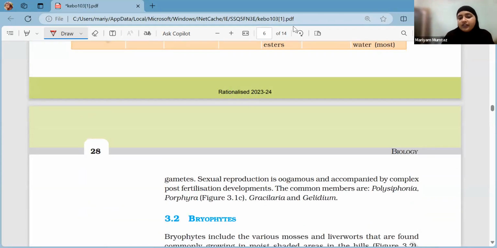Moving forward, sexual reproduction is 100% oogamous and accompanied by complex post-fertilization developments. Meaning after the fertilization has been done, they have a very complex development which takes place later on. The common members are Polysiphonia, Porphyra, Gracilaria, and Gelidium.